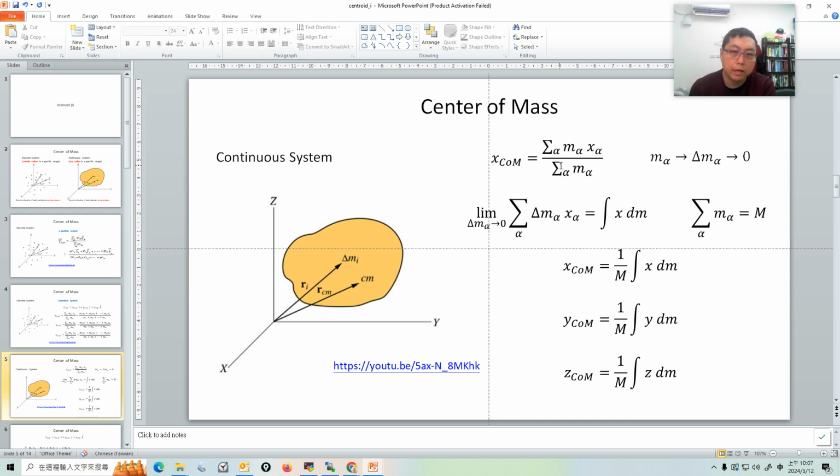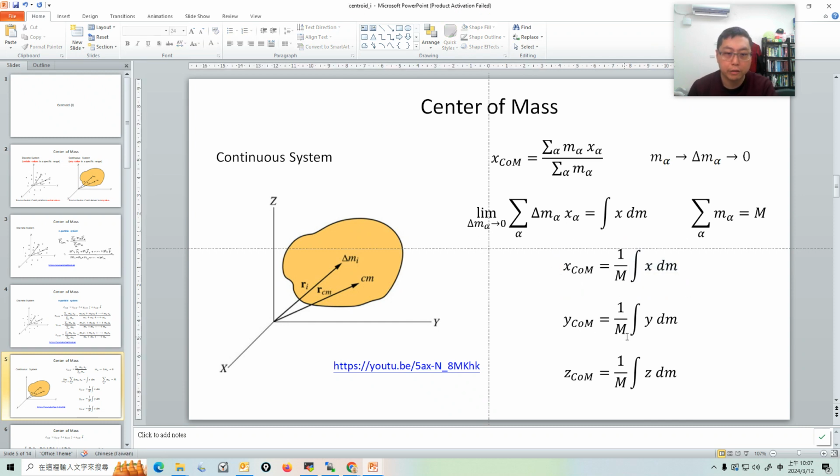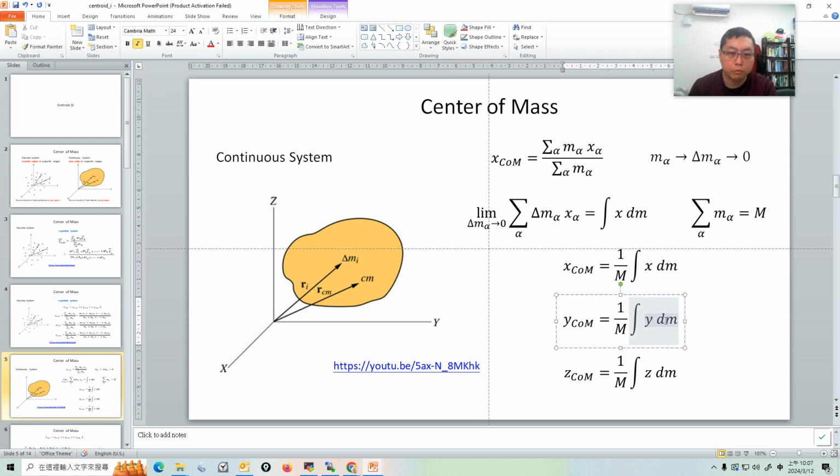Then we add all the mass of the particles together, the total mass of the system, and call it capital M. After this transition, we have transformed the formula from a discrete system to a continuous system. In the continuous system, the coordinates of the center of mass in the x, y, and z components become like this: the x coordinate is the integral of x dm divided by total mass M, and the y coordinate is the integral of y dm divided by total mass, and so on.